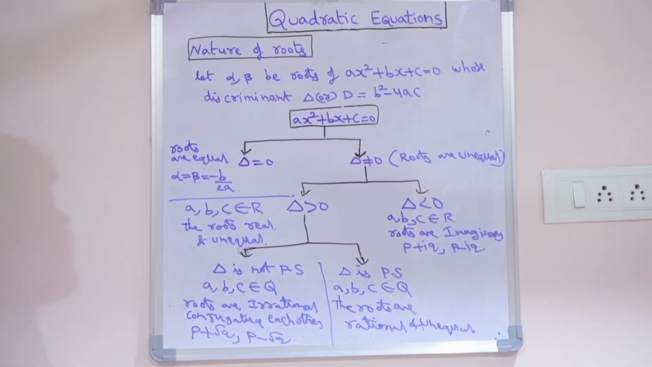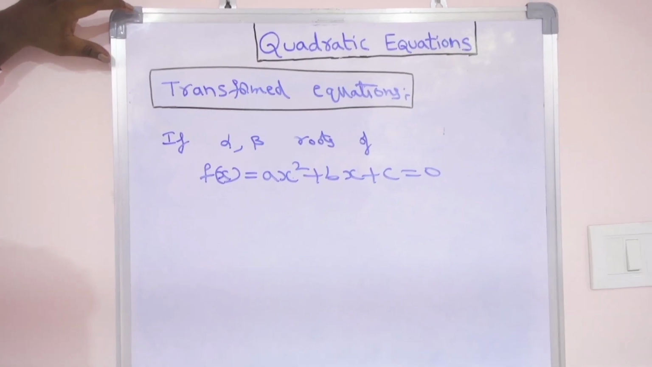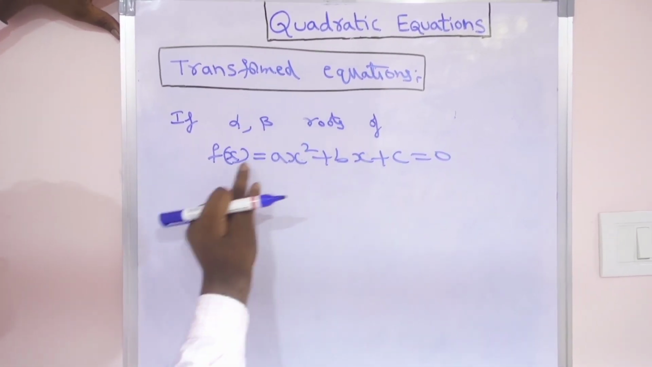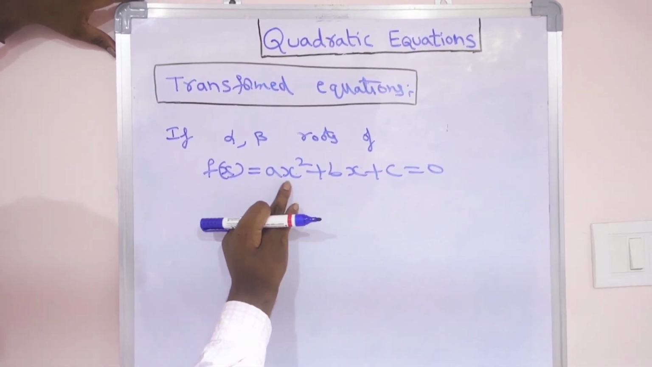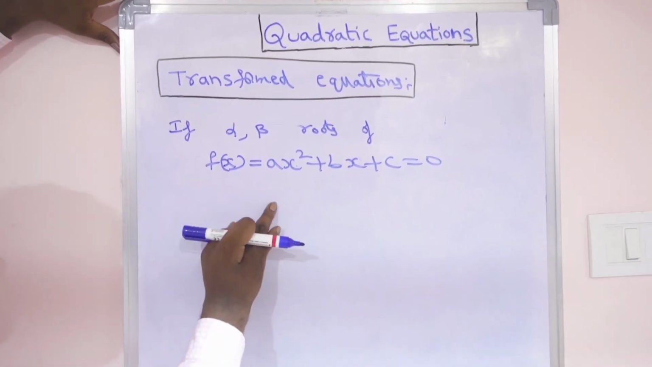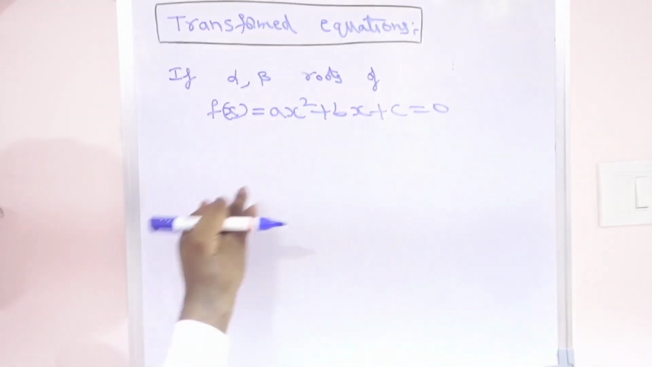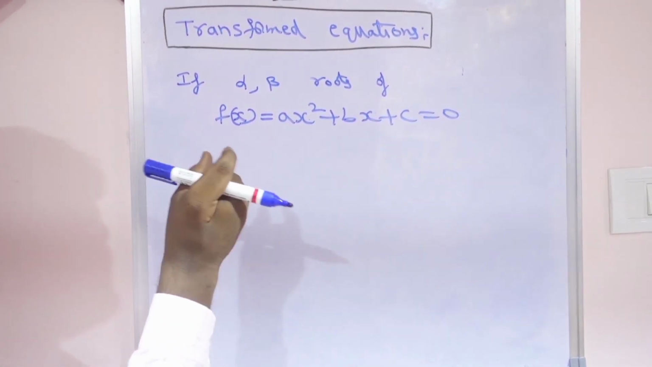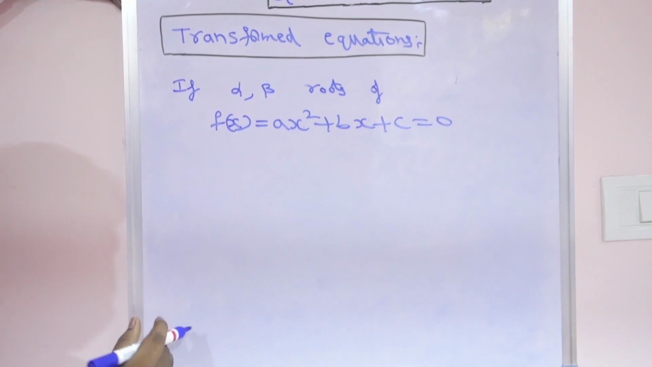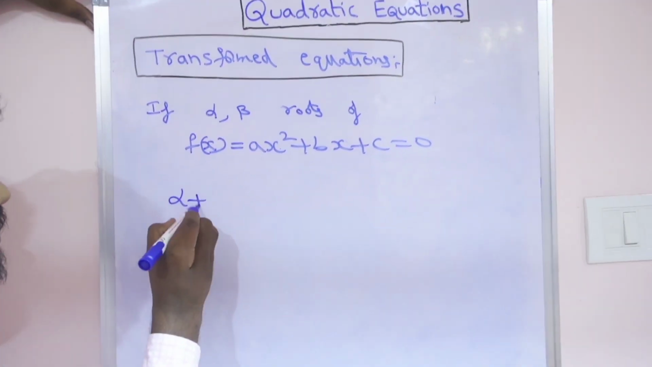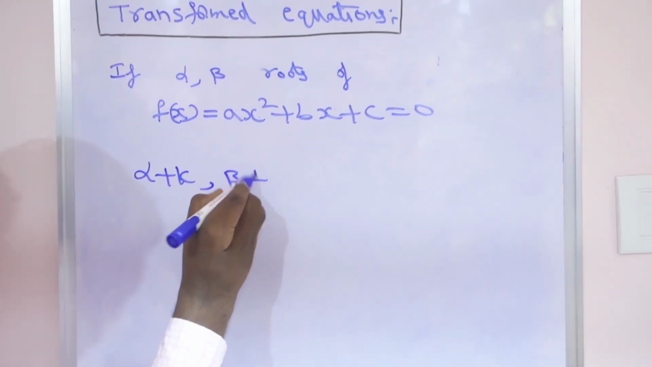Next we will go for the next concept: transformed equations. If alpha, beta are the roots of the equation f of x is equal to ax square plus bx plus c equal to 0, we need to find the transformed equation whose roots are alpha plus k and beta plus k, meaning each root is increased by k.